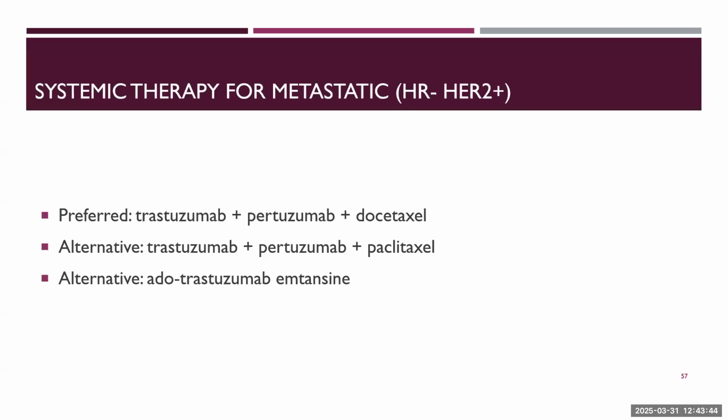Okay, systemic therapy for metastatic HR negative, HER2 positive patients. So again, because they are HER2 positive, we're going back to those HER2 directed therapies. Preferred regimen is trastuzumab plus pertuzumab plus docetaxel, or you can swap out the docetaxel for paclitaxel, but it should have a taxane. Alternatively, you can do ado-trastuzumab emtansine as well, which is an antibody drug conjugate with the trastuzumab with chemotherapy linked to it.